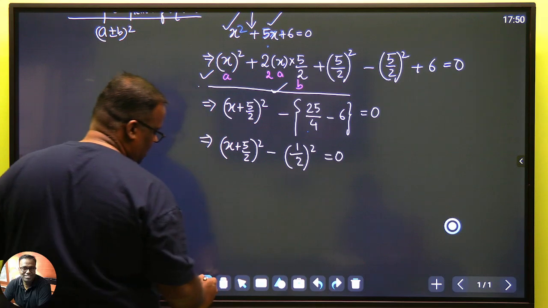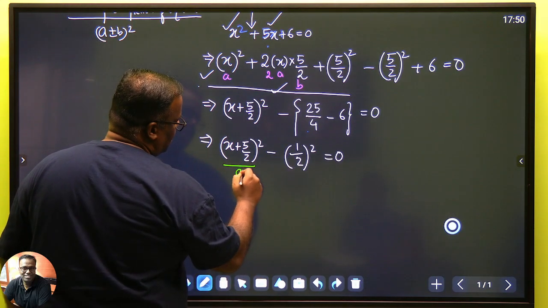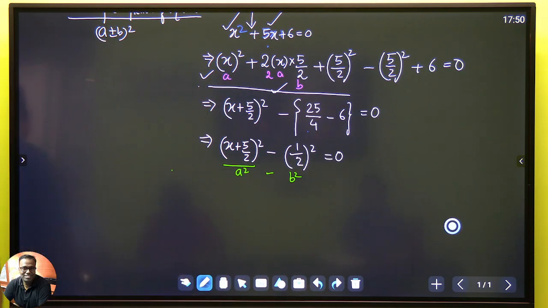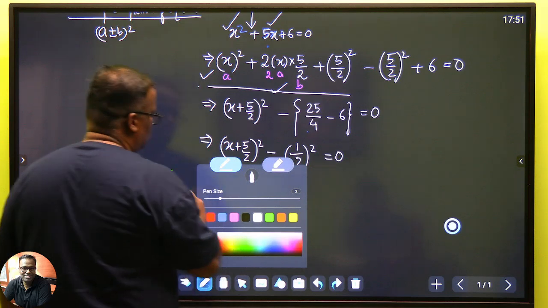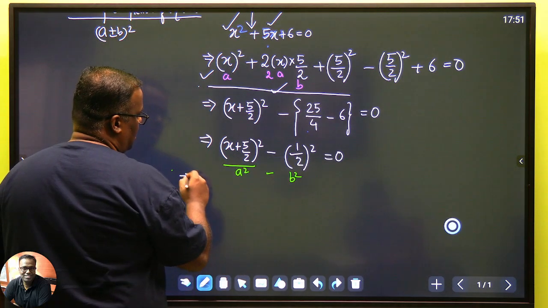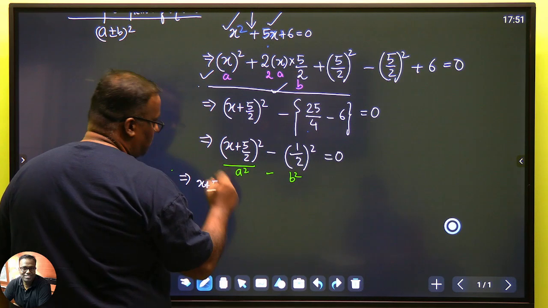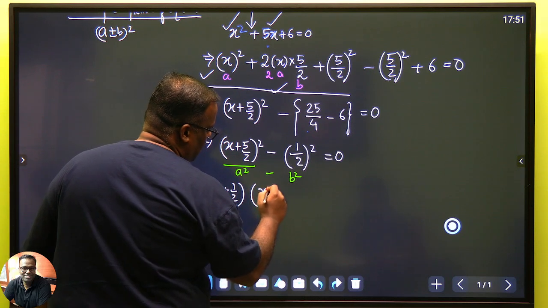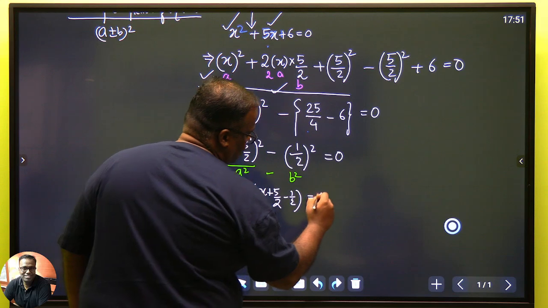So how are you seeing it now? Because exercise problems you all will be able to do. Now, this is a square minus b square. Grade 7 formula again. It has come in the a square minus b square format. So let's apply the formula now. Our formula would be a plus b. So what is your a? x plus 5 by 2 plus b, plus 1 by 2, into x plus 5 by 2, this is your a, minus 1 by 2 is equal to 0.